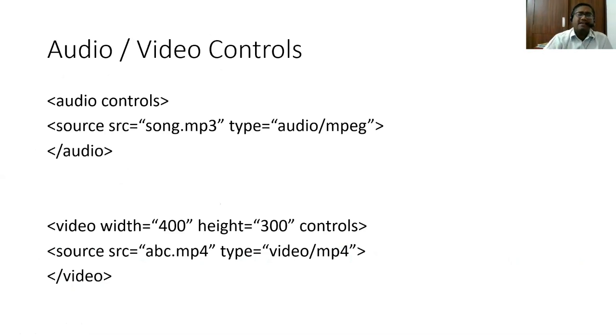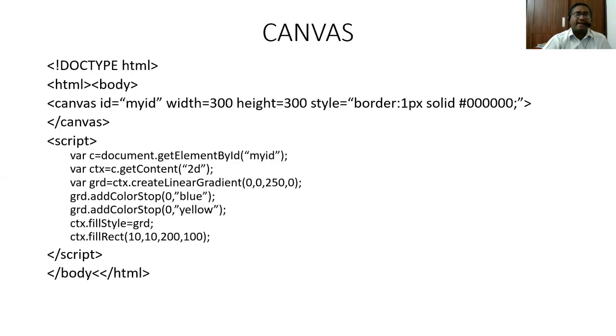Next, audio and video controls: source, SRC, type. So audio will play, and within the body we write this code. Similarly video controls, video width, height. If you want to use loop or autostart, we can do that there. After that, source SRC equal to abc.mp4, type equal to video/mp4, and video close. If you put it within the body tag, whatever video we are trying to play will play automatically.